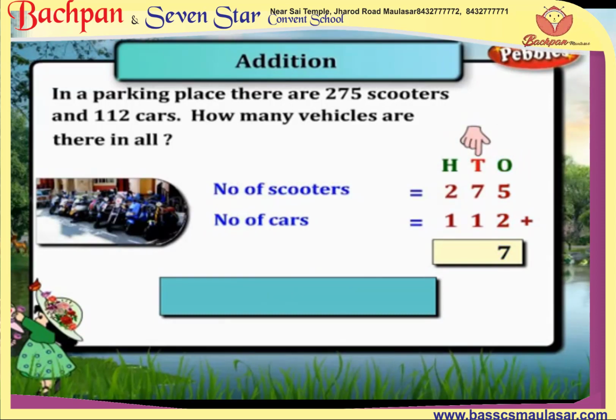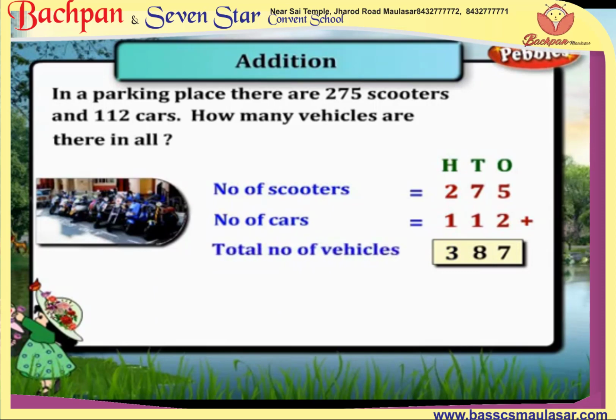Add tens. 7 plus 1 is equal to 8. Write 8 in the tens column. Now add the hundreds. 2 plus 1 is equal to 3. Write 3 in the hundreds column. So total number of vehicles is equal to 387.